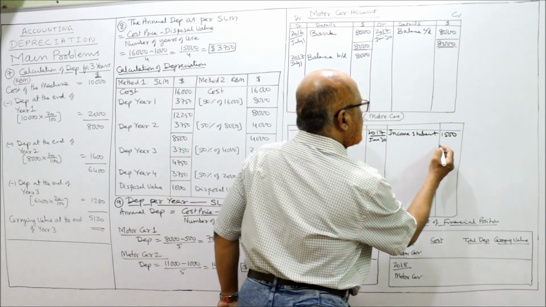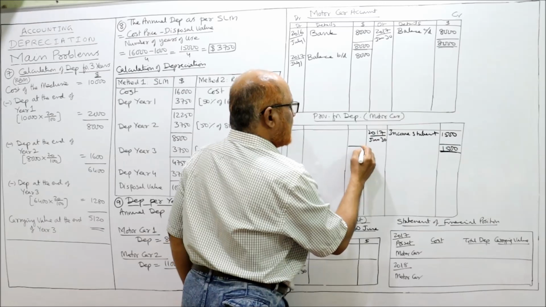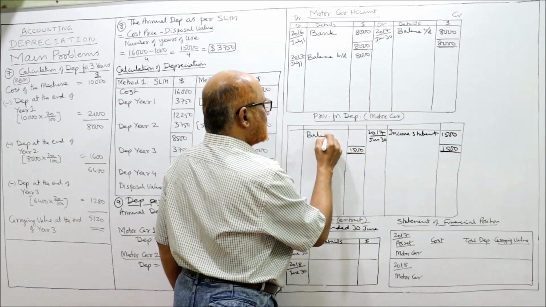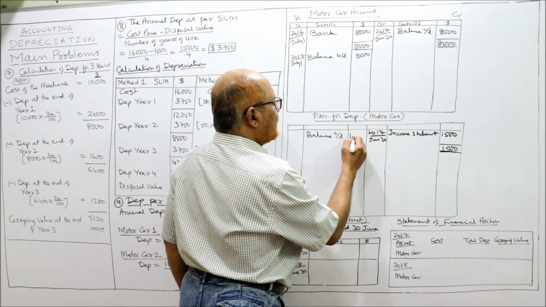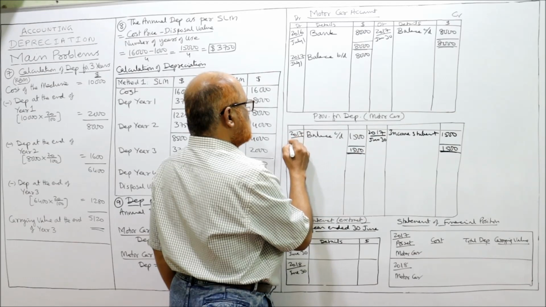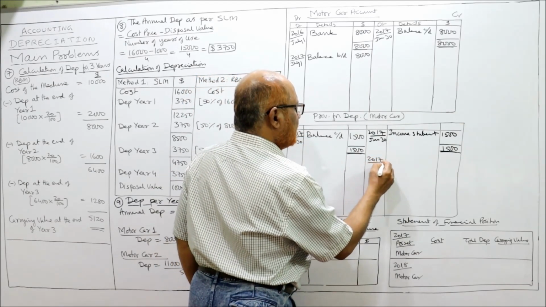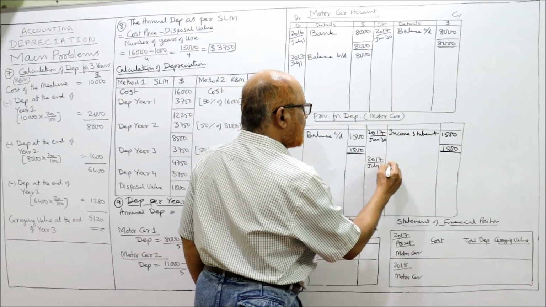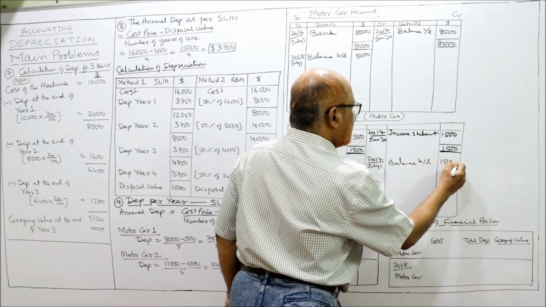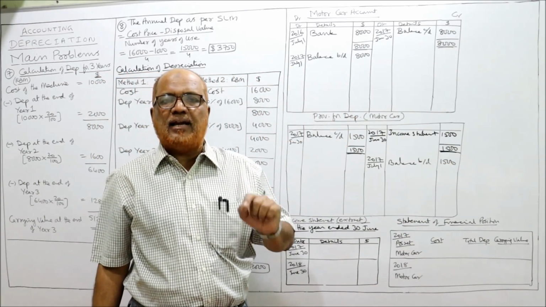Similarly here also 1500. Here also I am taking 1500. Balance carried down 1500. 2017 June 30th. Now next year 2017 July 1st. Balance brought down 1500. So 1 year completed. Now we are in the second year.